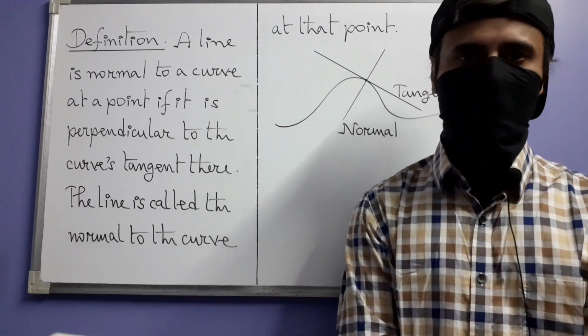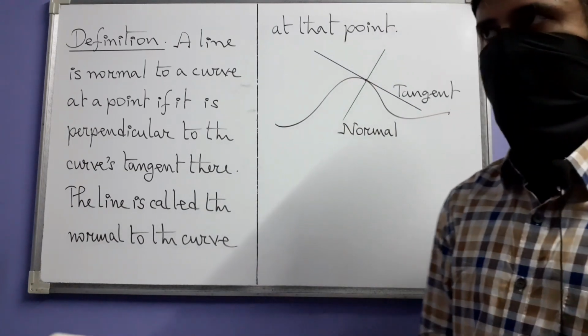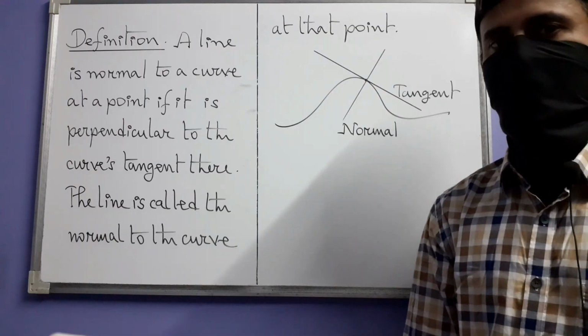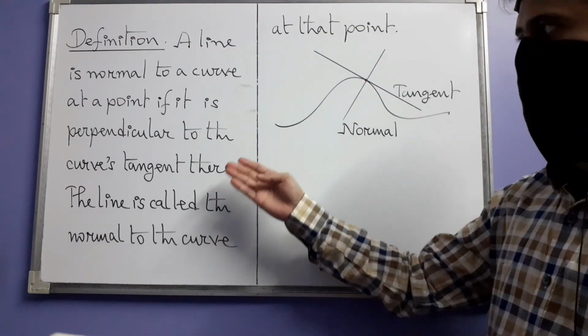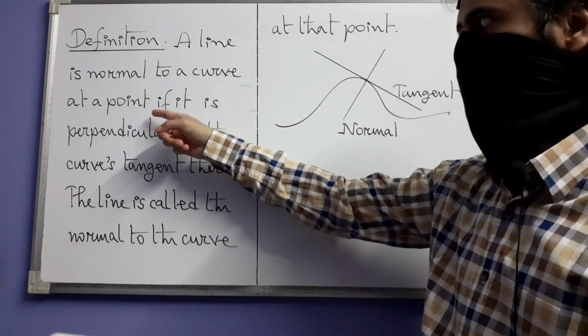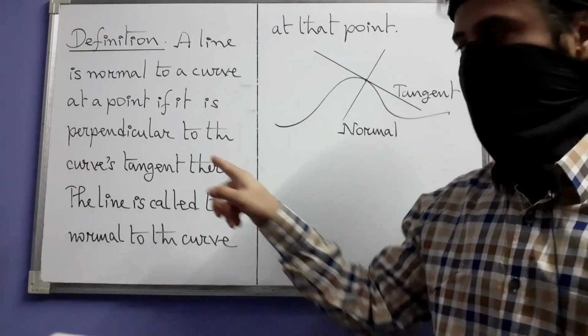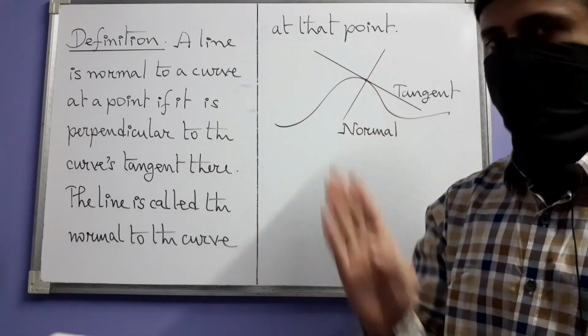We have so far seen tangents to curves. Now next we are going to see something called a normal to a curve at a point. And this is the definition. A line is normal to a curve at a point if it is perpendicular to the curve's tangent there. There means at that point.